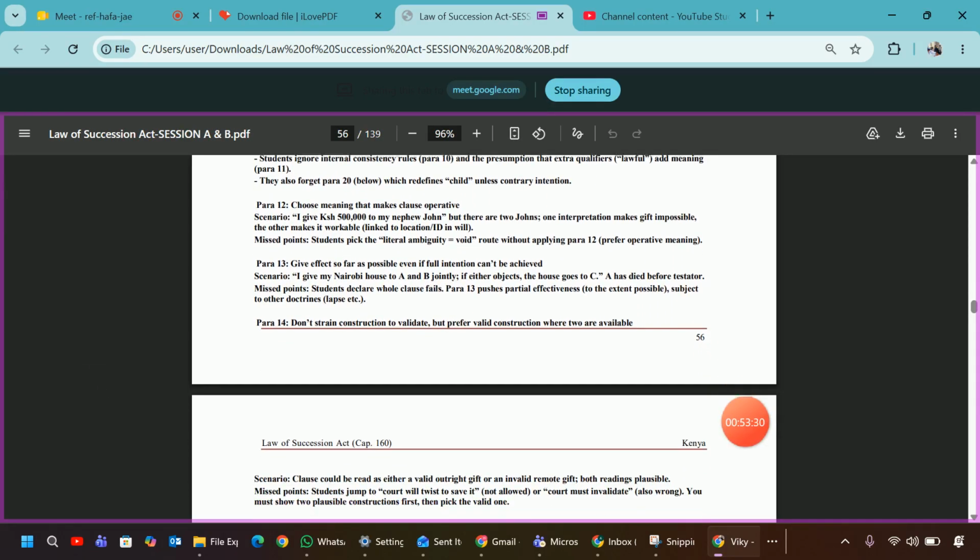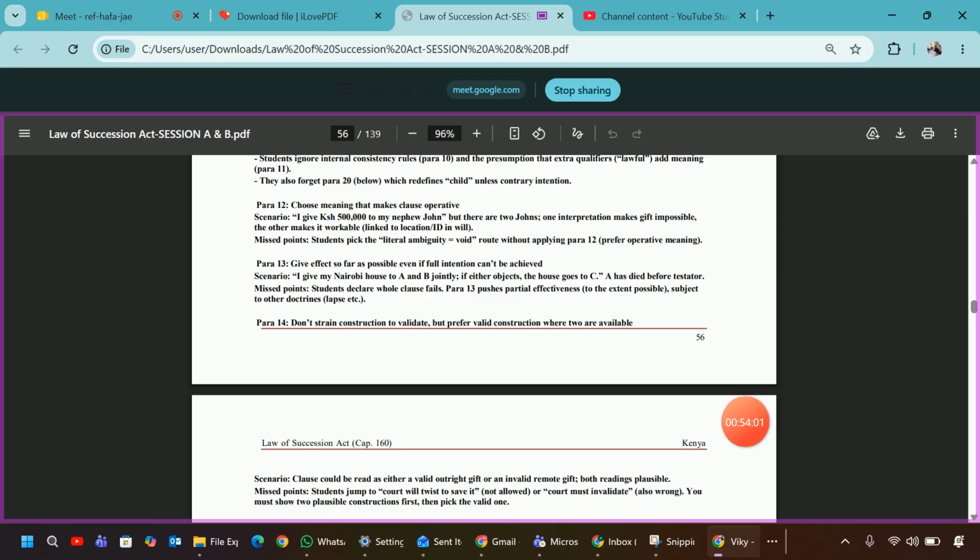Then paragraph 13 is where we give effect so far as possible, even if full intention can't be achieved. Scenario: I give my Nairobi house to A and B jointly. If either objects, the house goes to C. A has died before the testator. The missed point is that students declare the whole clause fails. Paragraph 13 pushes partial effectiveness to the extent possible, subject to other doctrine, e.g. lapse.